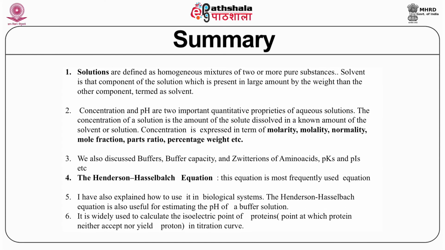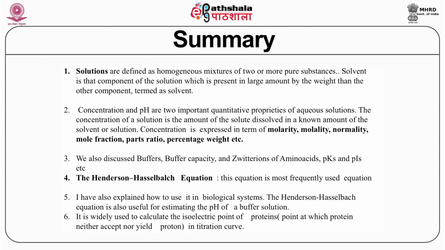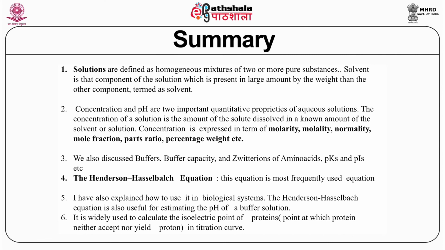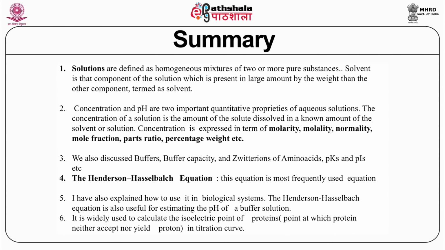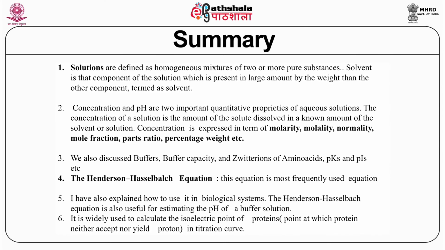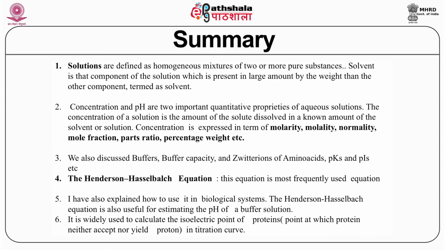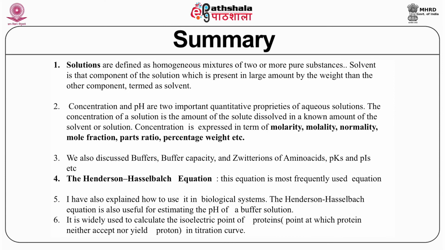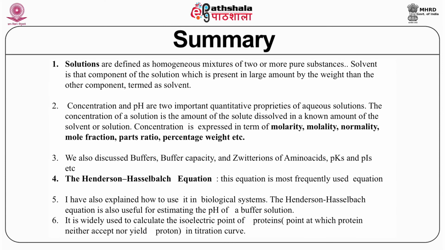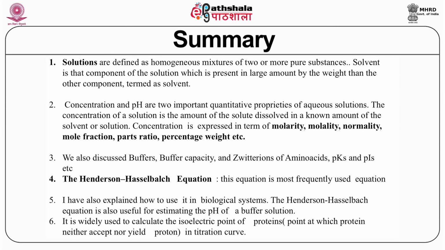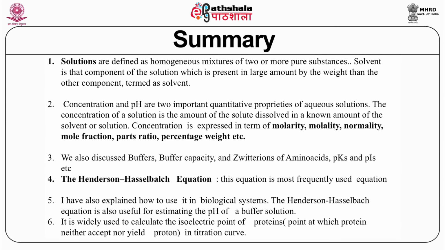Taking the examples of glycine, glutamic acid, aspartic acid, lysine, arginine and histidine, I have clearly shown you how a pI can be determined depending on the chargeable groups. So it is widely used to calculate the isoelectric point, and this method can be applied more broadly. Thank you.